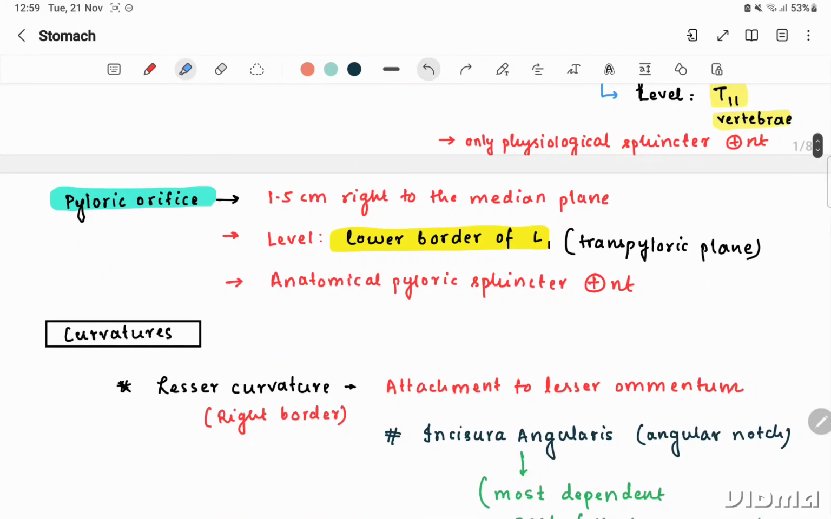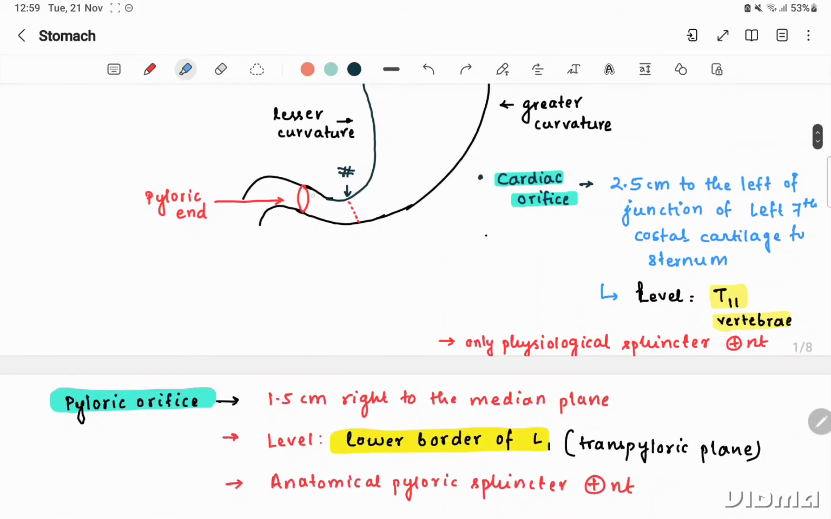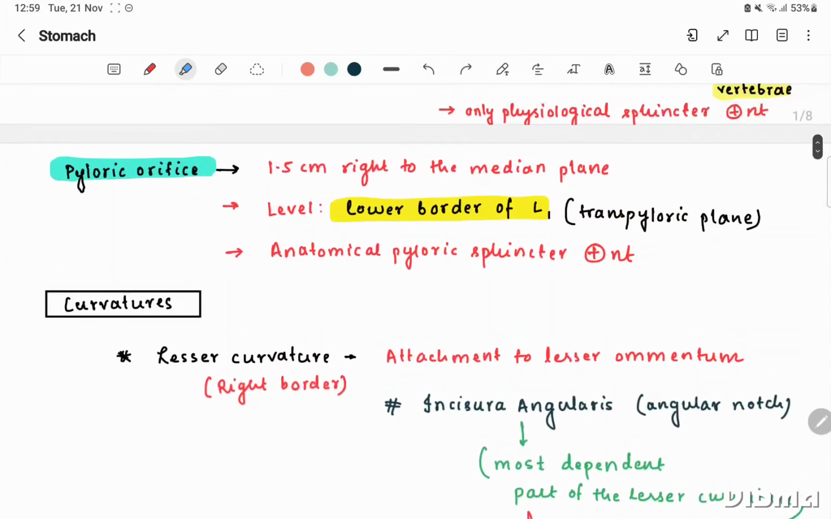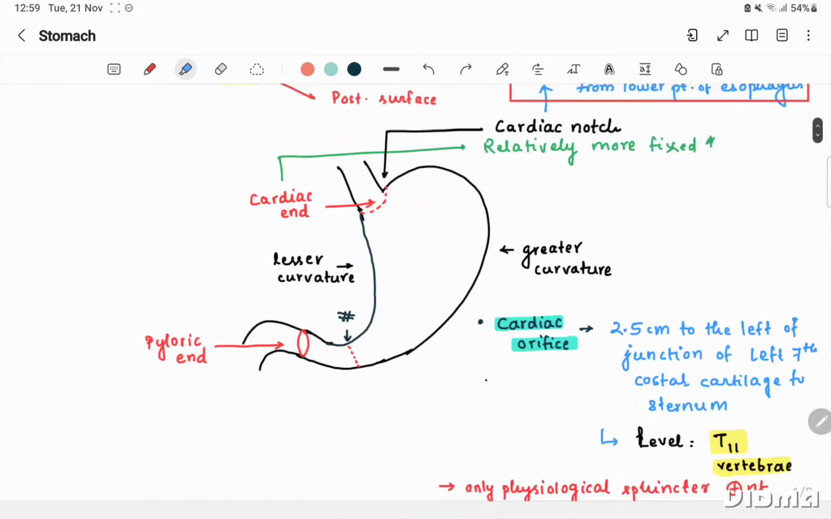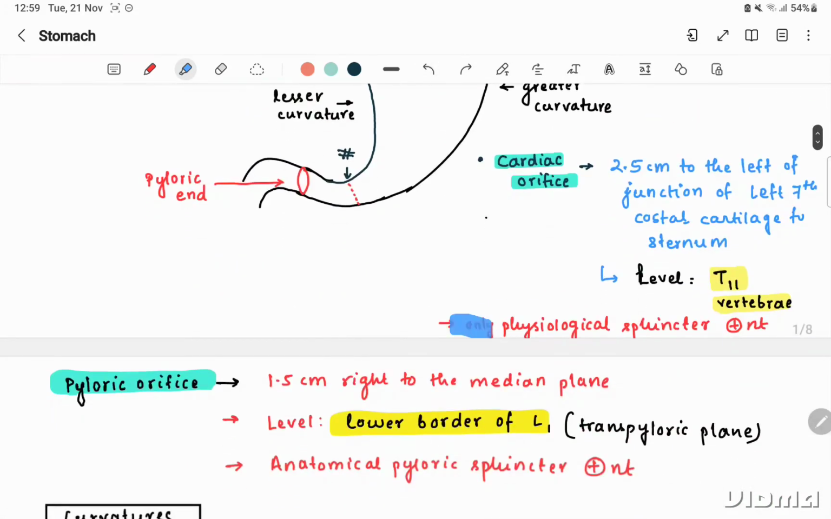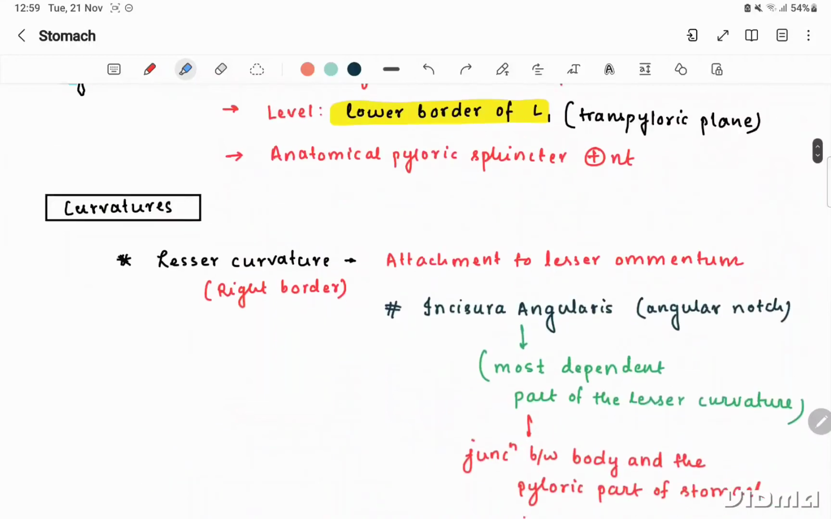Your pyloric orifice is 1.5 cm right to the median plane, and the level is at the lower border of L1, the transpyloric plane. At the transpyloric plane we have our pyloric orifice, and the anatomical pyloric sphincter is present. But in your cardiac orifice, no such sphincter is present, only a physiological sphincter.